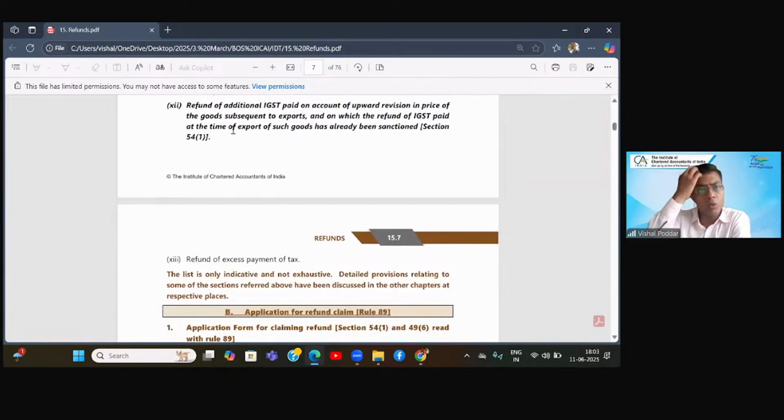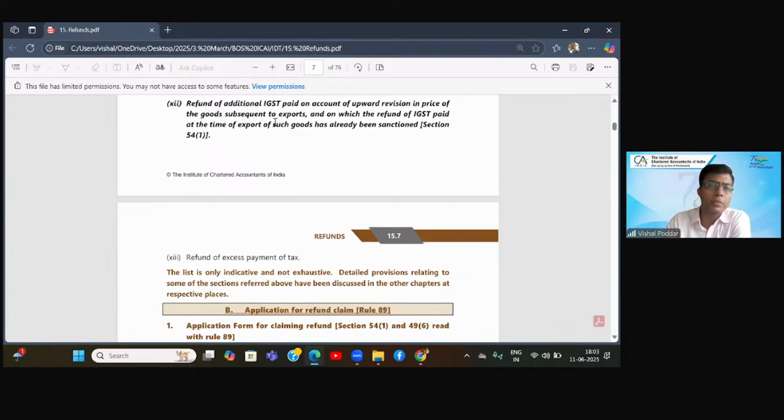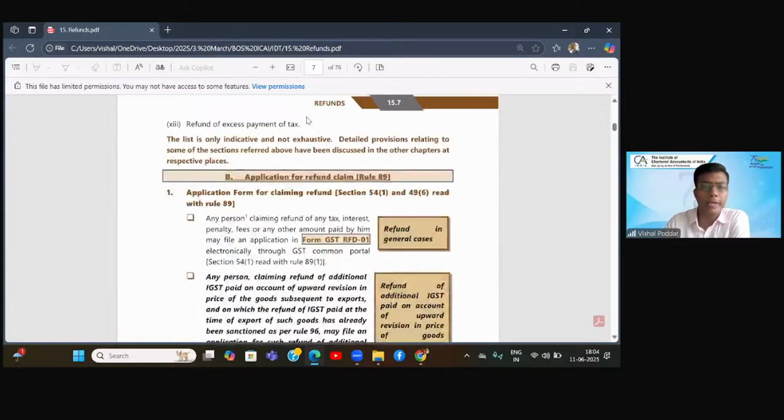And then a newly added provision, which we were discussing in this part: you have already applied for export refund when the export happened. Later on, there was some upward revision in the value or price of export, which we adjust through a debit note. Now, this logically should be allowed as a refund, but there was no proper mechanism. So by this amendment, this mechanism was added.